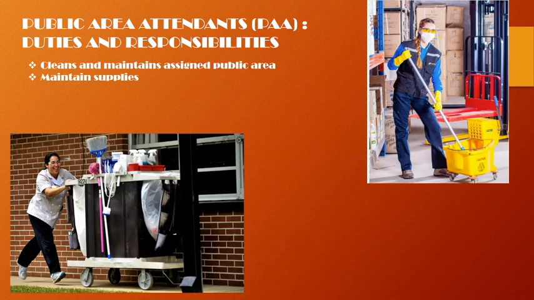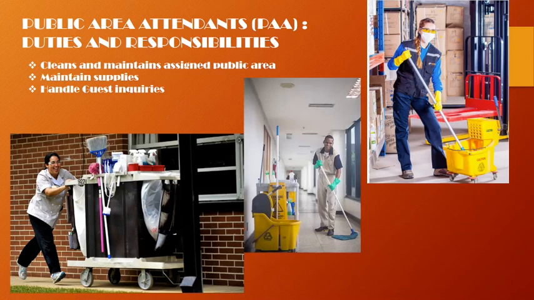Since they are working in the public area, the guests generally approach them for asking something. It might be to know the location of a restaurant, or how to go up to a floor, or any inquiry. The public area attendant has to respond politely and knowledgeably about the query. And they also take care of all the cleaning equipment like the scrubbing machine, vacuum cleaner, anything that is being used in the public area.